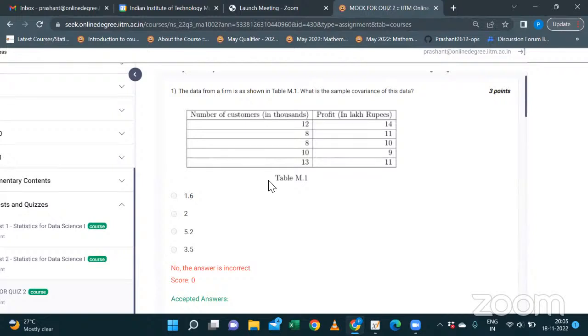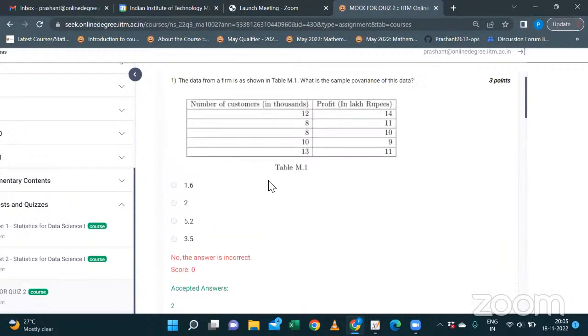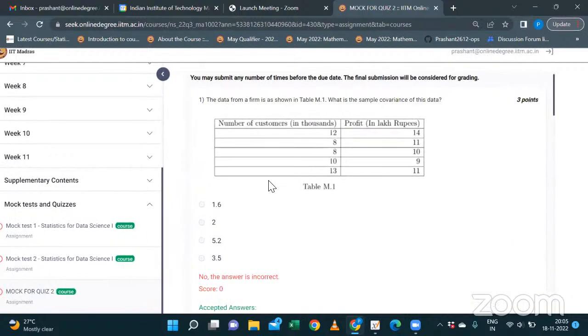Sir, it is one small observation or doubt I can take care, sir. See here, number of customers are in thousands.